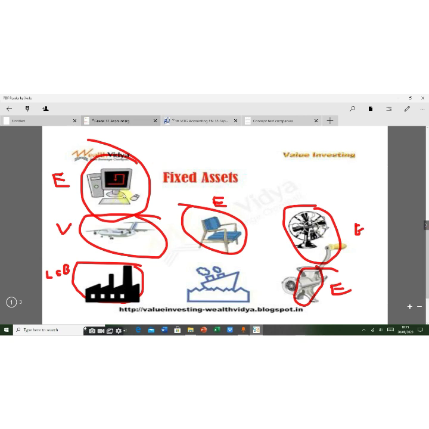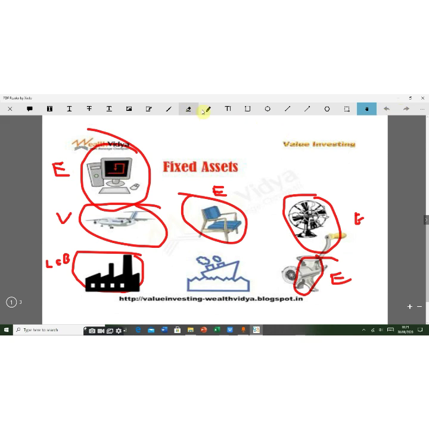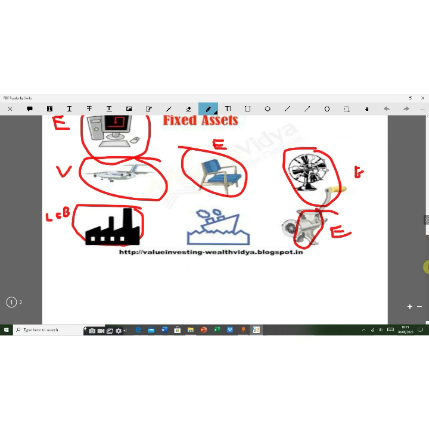So we have our laptop, our computer here, which is equipment. And then we have an aeroplane, which falls under vehicles. We have our chair here, falls under equipment, and all this also falls under equipment. Then we have our factory building here, falls under land and buildings.